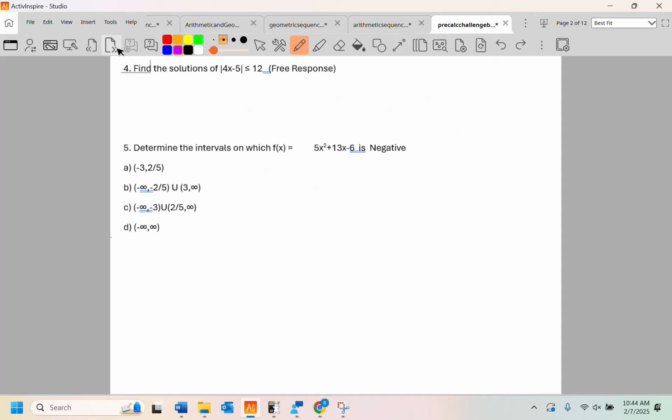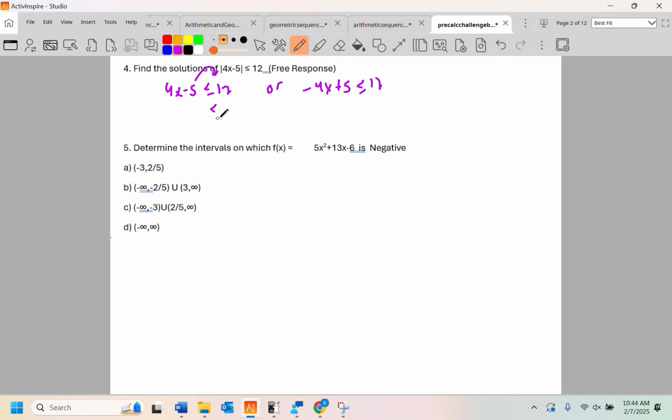Find the solutions of the absolute value of 4x minus 5 is less than or equal to 12. It's a free response. So you're going to write two equations. The first one is as is. The second one, we change the sign on the stuff on the side. And then we just do math.